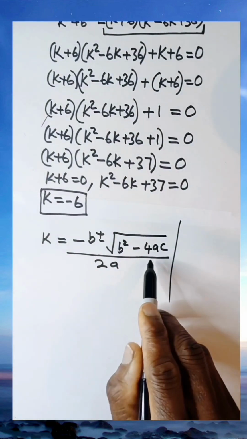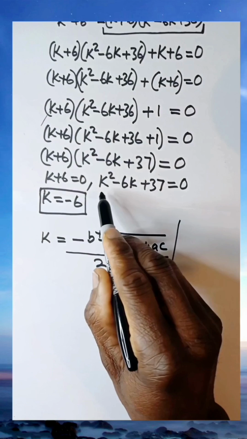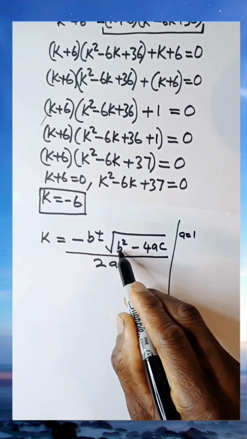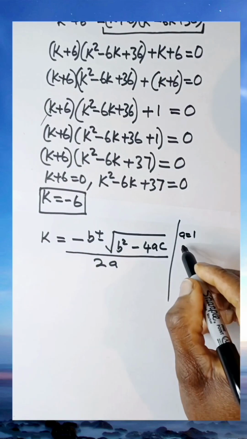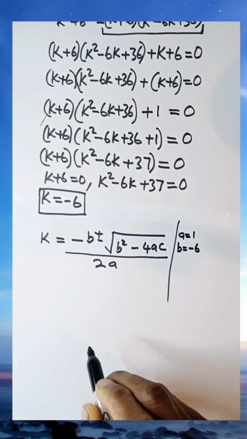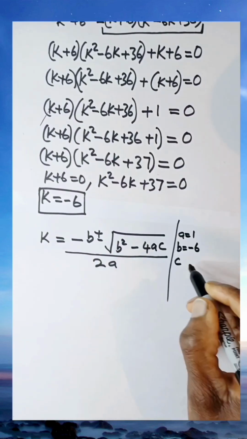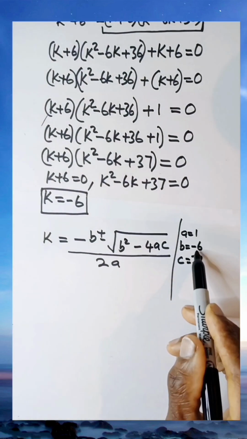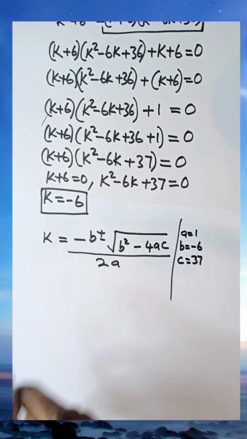So this is the quadratic formula. A is the coefficient of the first term, which is 1. So a is equal to 1. B is the coefficient of the second term, which is minus 6. So b equals minus 6. And c is the third term, which equals 37. Now let us plug these values in this formula and solve for k.